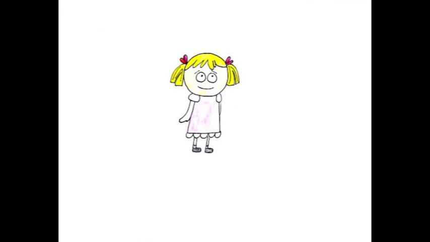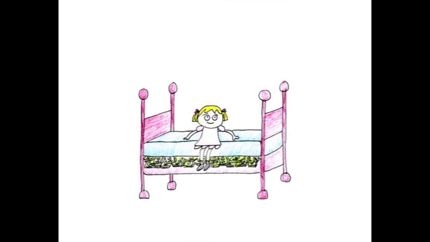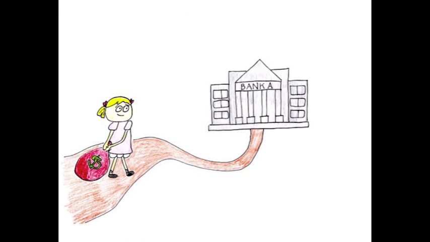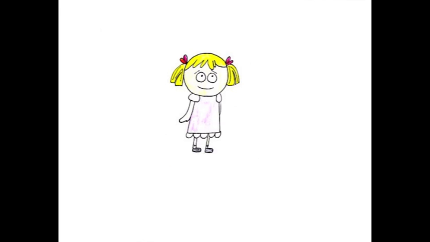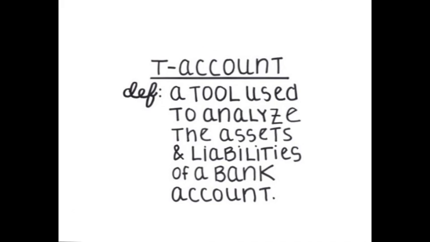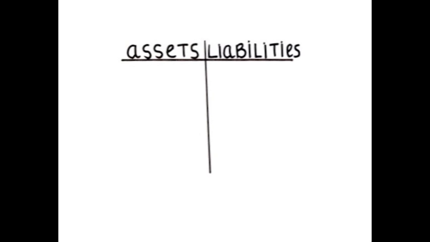Here's Jane. Jane has been keeping $1,000 under her bed for safekeeping. One day, Jane decides that keeping money under her bed is not so safe, so she deposits it into Bank A. Jane's checkable deposit can be represented by a T account, a tool used to analyze the assets and liabilities of a bank account. A T account is represented by a T chart. Assets go on the left and liabilities go on the right.